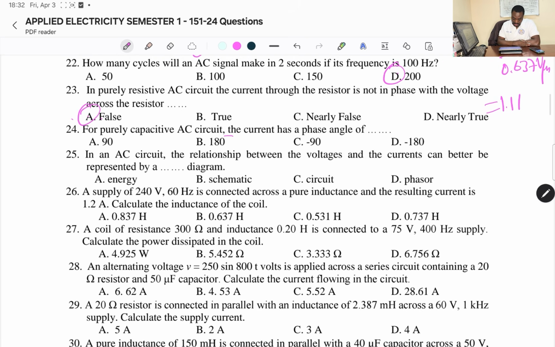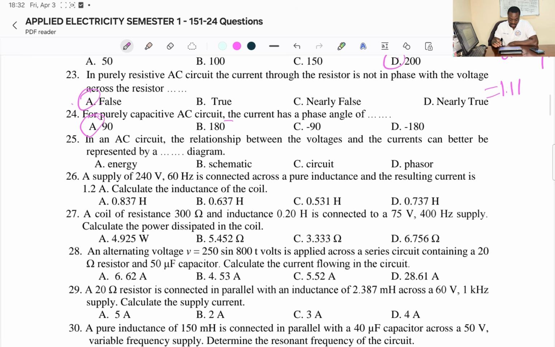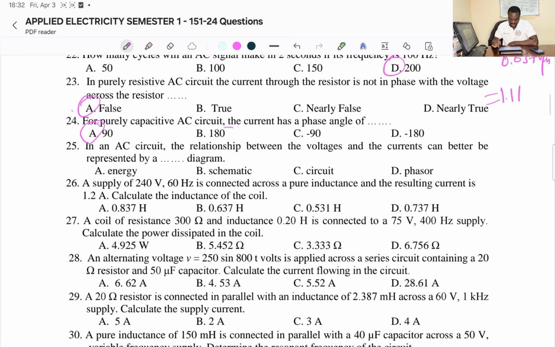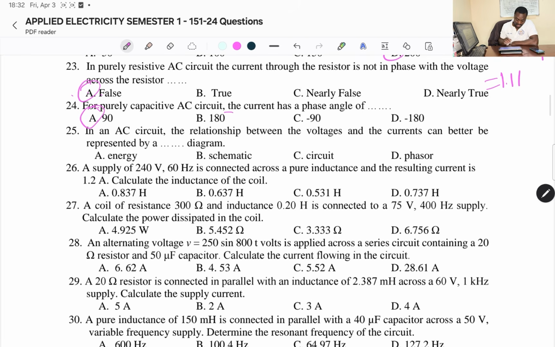For a purely capacitive AC circuit, the current has a phase angle of, right? When you're dealing with a purely capacitive AC circuit, we know the current leads the voltage by 90 degrees. In terms of the current, this is going to be positive. So the answer we want is 90 degrees. So that is A. If you are leading, it is positive, right? So the current leads the voltage by a phase angle of 90 degrees. So that's what this is about.